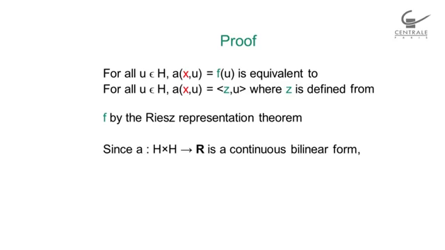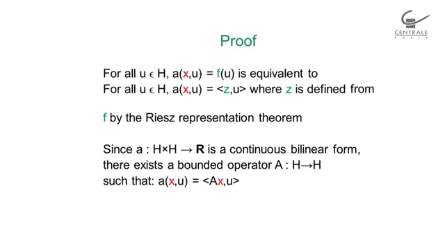Now, since a is continuous and bilinear, there exists a bounded operator A from H to H such that a(x, u) is equal to (Ax, u). And what does this mean? The bilinear form a(x, u), which is here to the left, is equal to the inner product of Ax, operator A applied to x, with u. So it's an inner product here. Now, if you look at this and this, you have that Ax is equal to z.